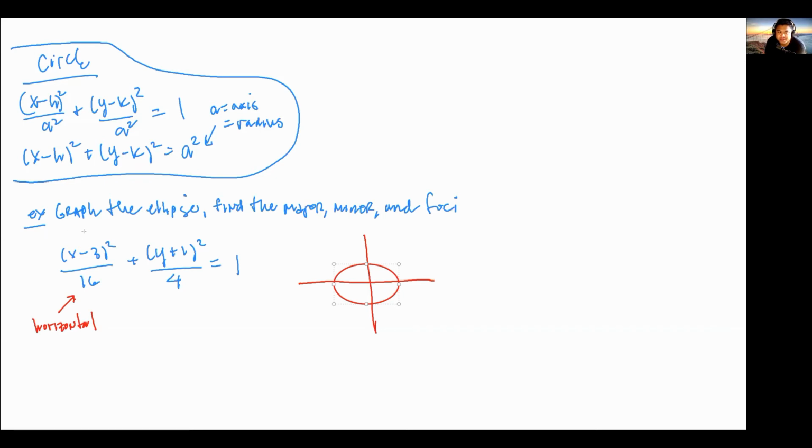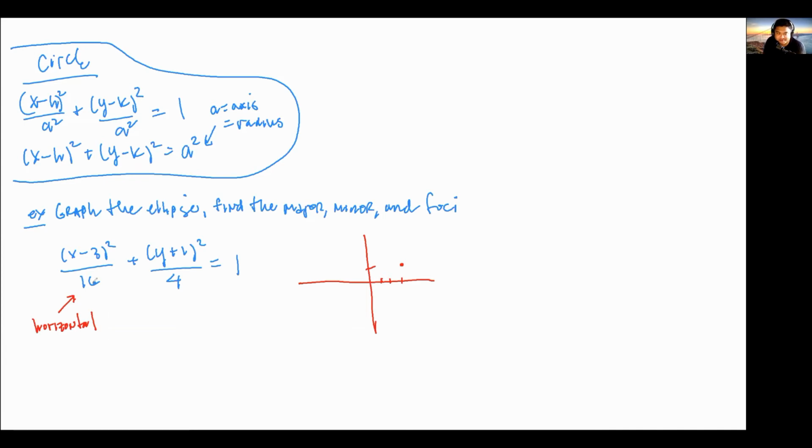What's wrong with it? The center is not correct. The center is not 0, 0. This should actually be centered at 3, 1. Like so. Oh gosh. Okay.